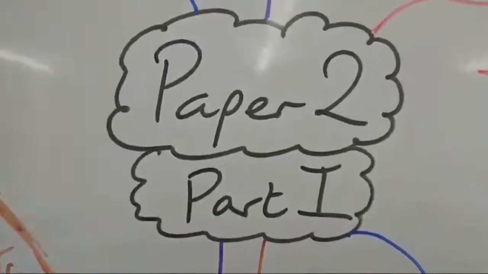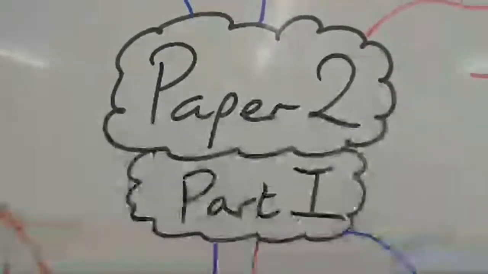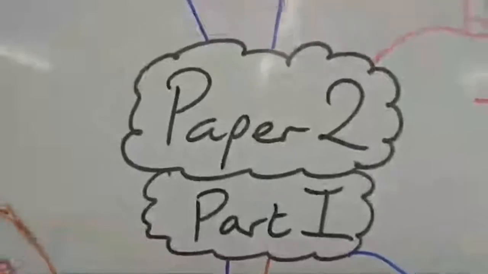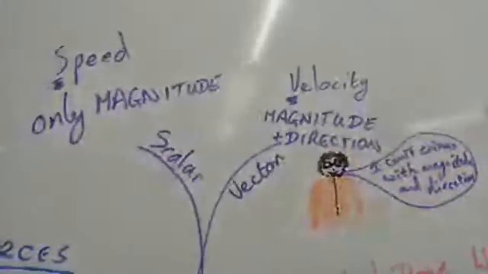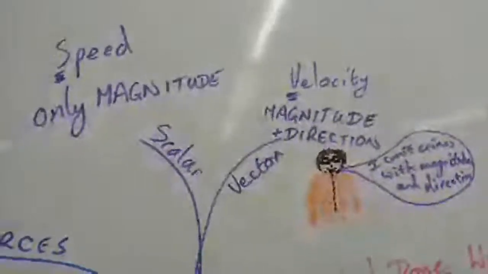Okay, so this is the mind map that we've created with my Combined Science higher tier students. So we've got scalars and vectors, and there's Vector from Despicable Me. "I commit crimes with magnitude and direction." We've got our non-contact and contact forces: friction, drag, tension, air resistance, thrust.